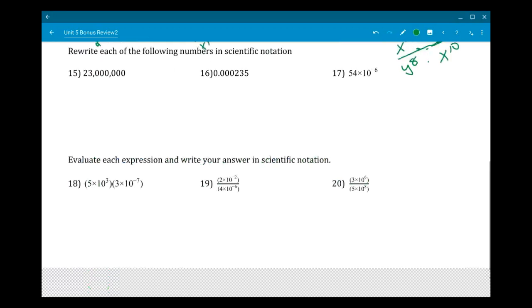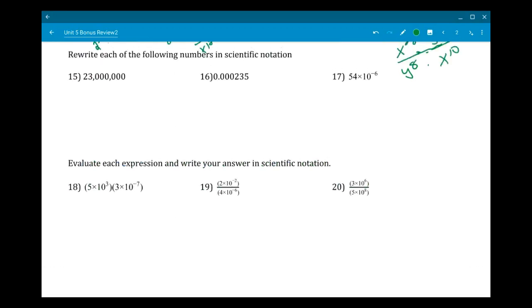All right. Rewriting in scientific notation. The big thing to remember is that positive exponents mean we're going to be multiplying, meaning it's going to be a bigger number than 10. Negative exponents mean we're going to be doing a smaller number than 10. So what you see me doing in each of these cases is immediately changing the number to be something between 1 and 10.